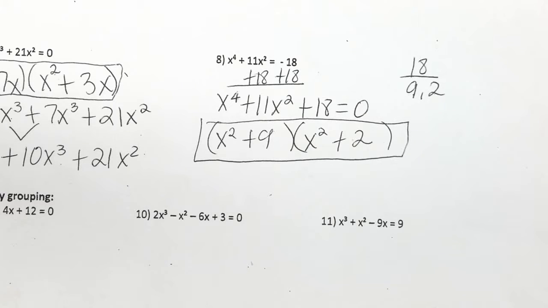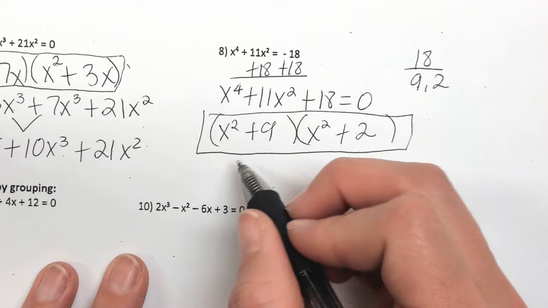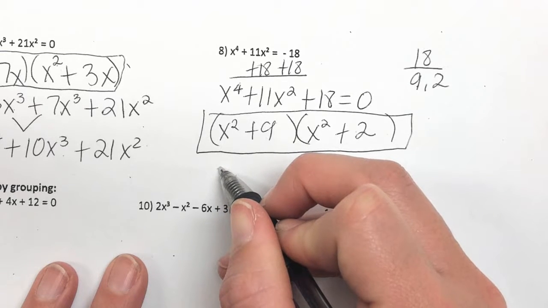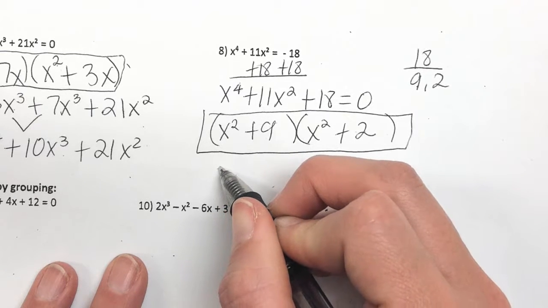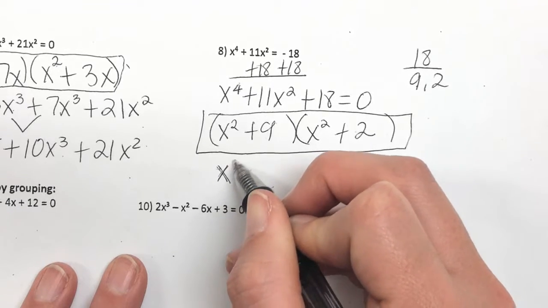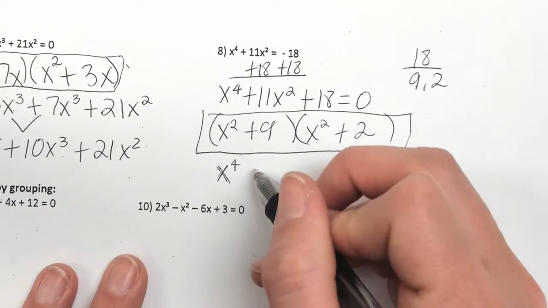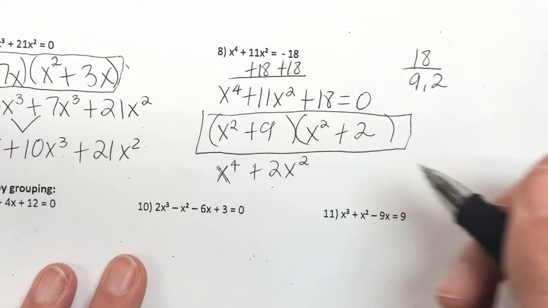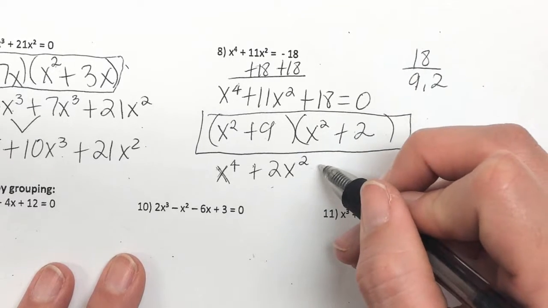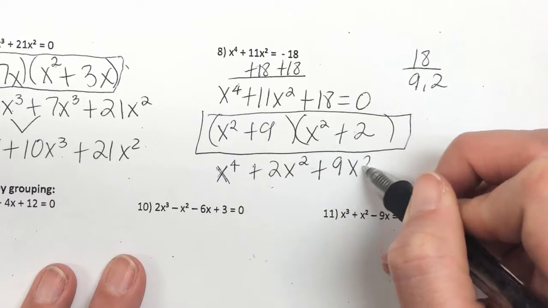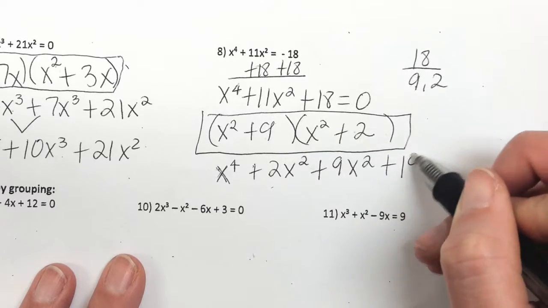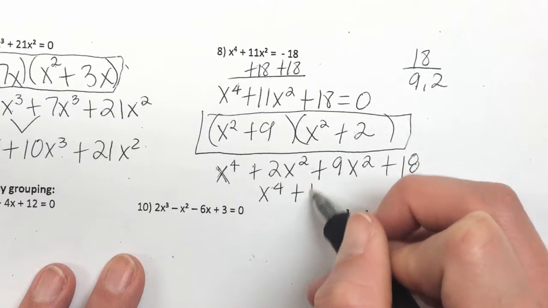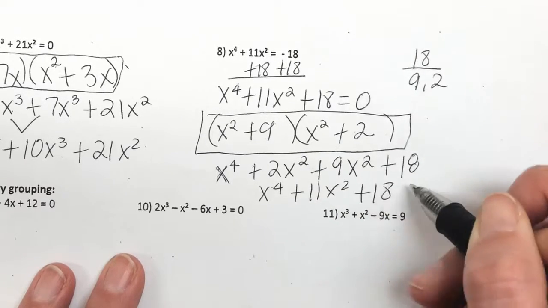And if you wanted to check it, we could pull it back out. You don't have to write down the checking part, but I'm going to do it just so you can see. Alright, so Alexis, what's going to be our first terms multiplied together? Good. Dylan, what's going to be our outer terms? 2x squared. Good. Sarah, what's going to be our inner terms? Good. Bianca, what's going to be our last terms? Good. We combine our middle terms. We get x to the 4th plus 11x squared plus 18. Does that work out? Yes.